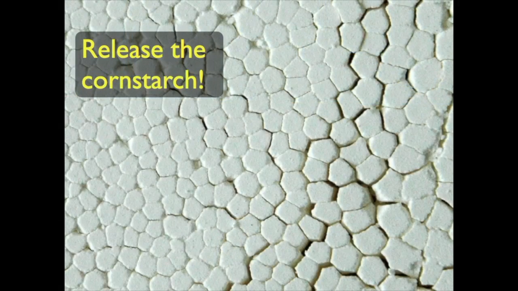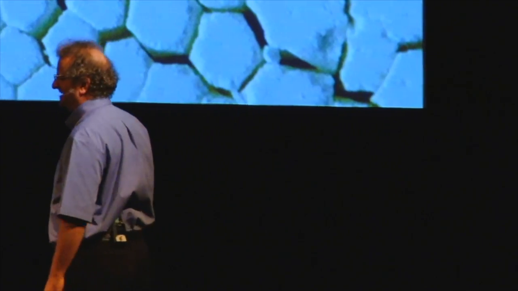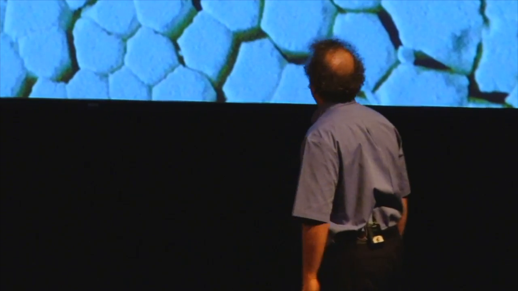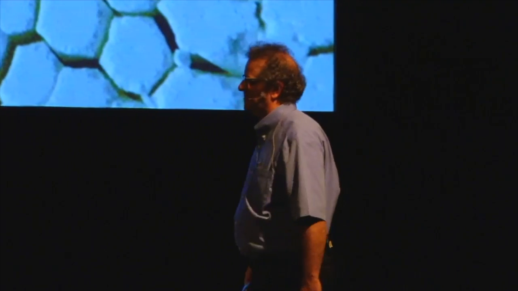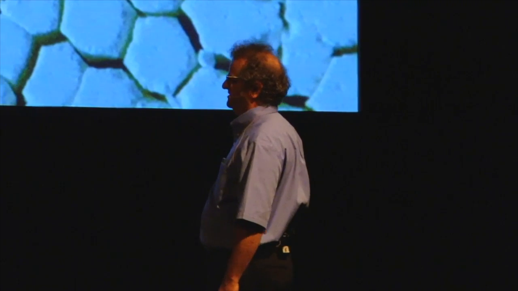Okay, it's time to release the cornstarch. Okay, the experiment I'm going to describe is something that you can do in your kitchen, or you can almost do in your kitchen, and I encourage you to try it. We've done it many, many times. It's very cheap. You can go buy ordinary cornstarch, and all you do is wet it and then dry it out, and it cracks, and it makes beautiful columns.